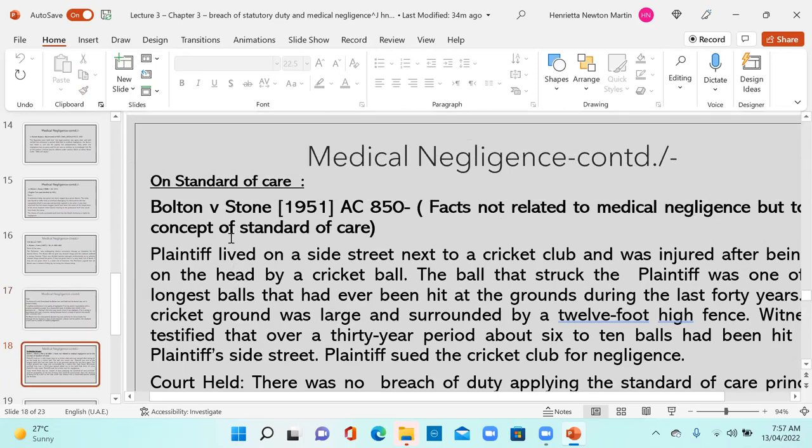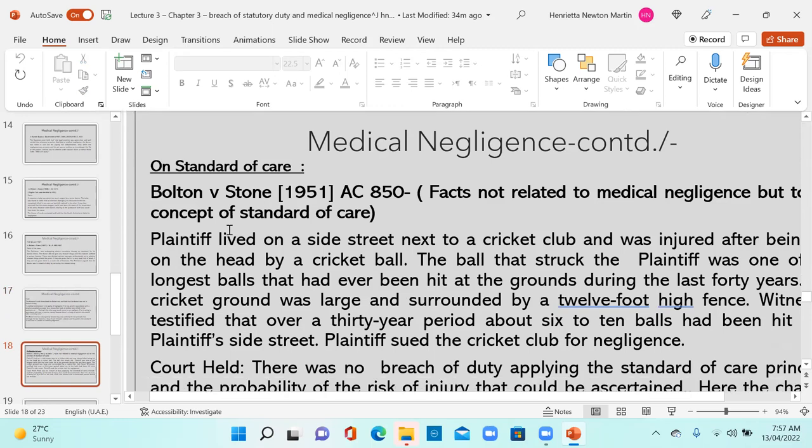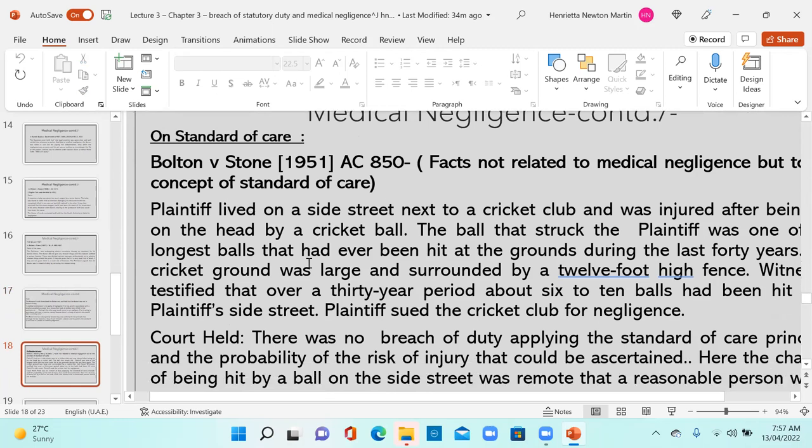Now, on the standard of care, there is another case law, which is not really related to medical negligence, but it helps you understand what the standard of care is. This is Bolton versus Stone. In Bolton versus Stone, just try to imagine this case in your mind. There was a plaintiff who lived on a side street, and near his house there was a cricket club which had a huge ground.